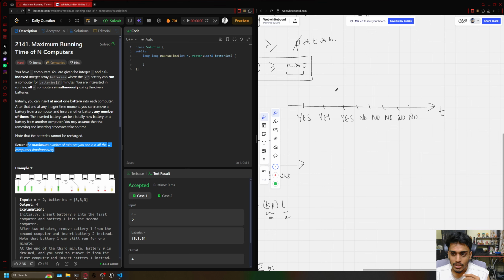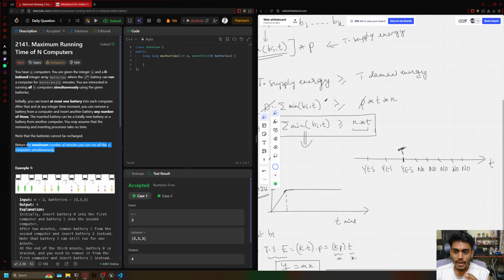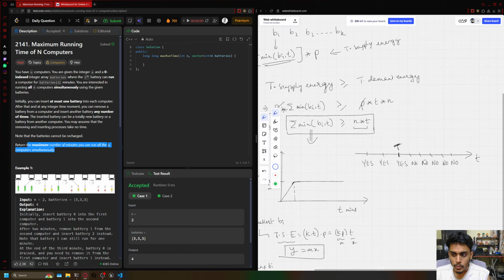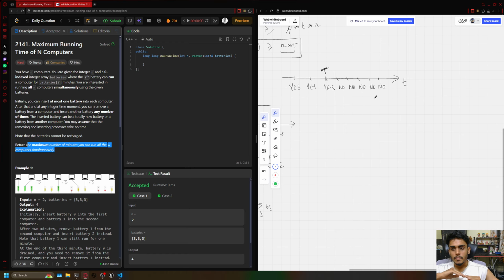Okay, so at that point we basically need to return the point, let's say t, up to which we can go at max so that our supply energy is greater than or equal to my total demand energy. Now you can think of it as I have a search space for t. Let's say it can vary between 0 and maybe infinity.